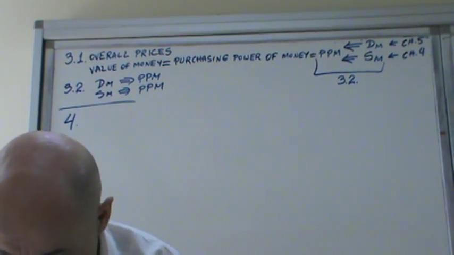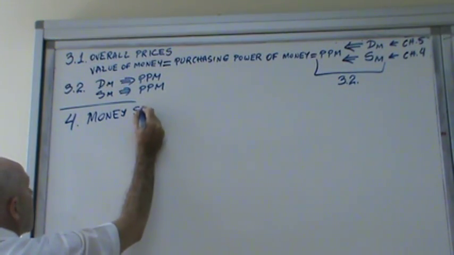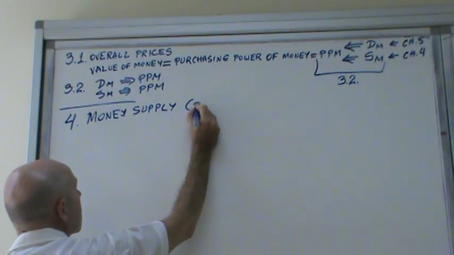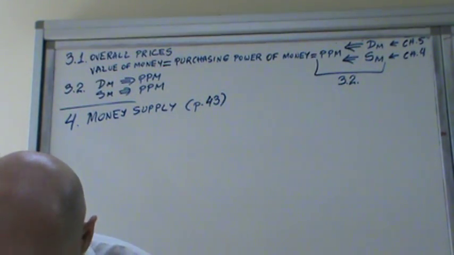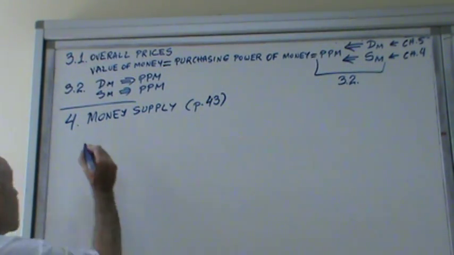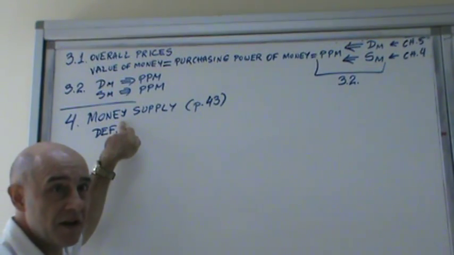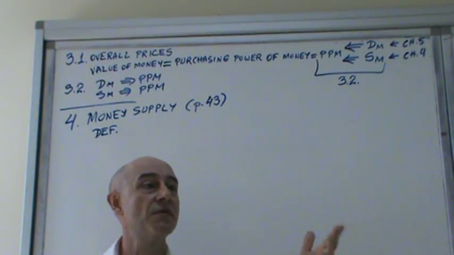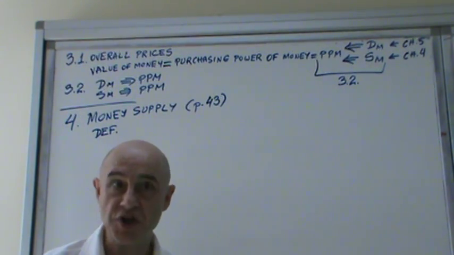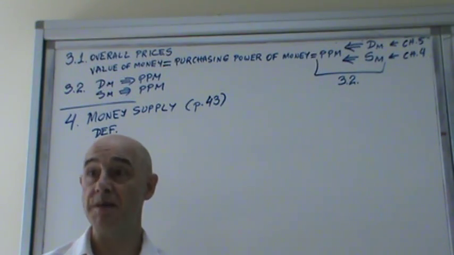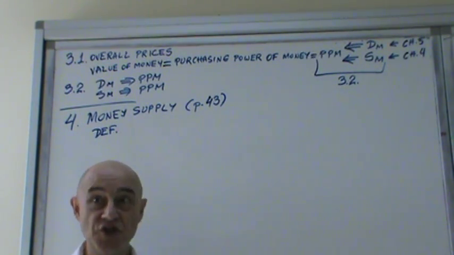4. Money supply. Page 43. So, definition. All right, let's first get out the definition of money. Definition of money is, let's repeat it from the first or second class, generally accepted medium of exchange. Medium of exchange means it serves to make a payment. So, generally accepted. If it is generally accepted, then medium of exchange, then it is money.